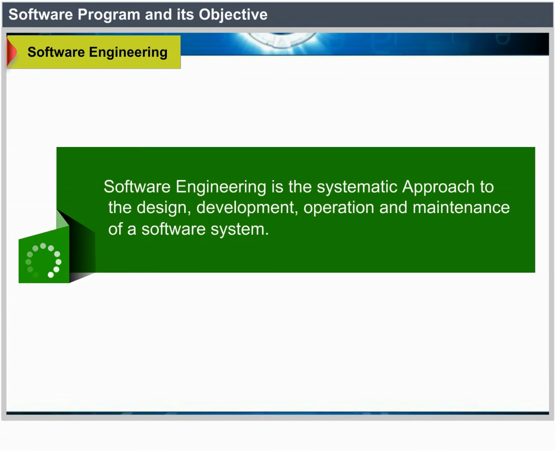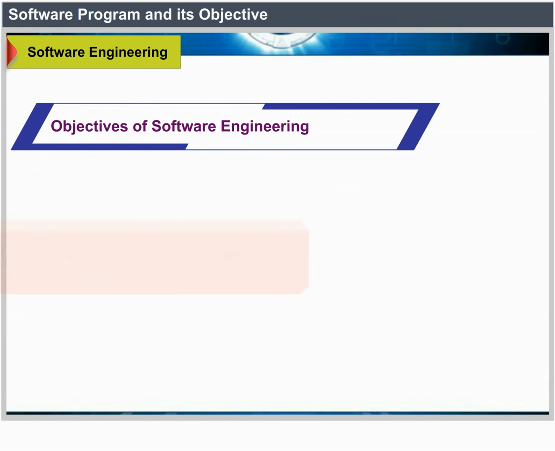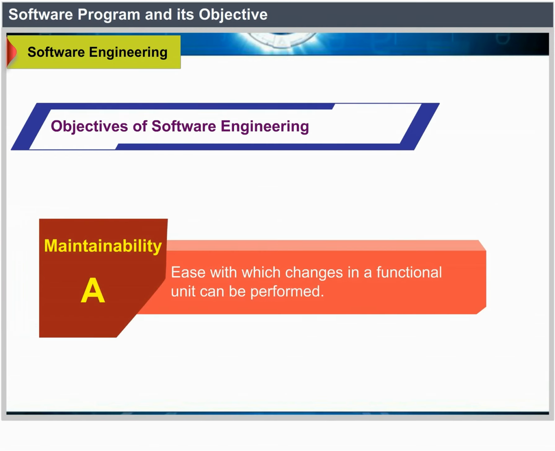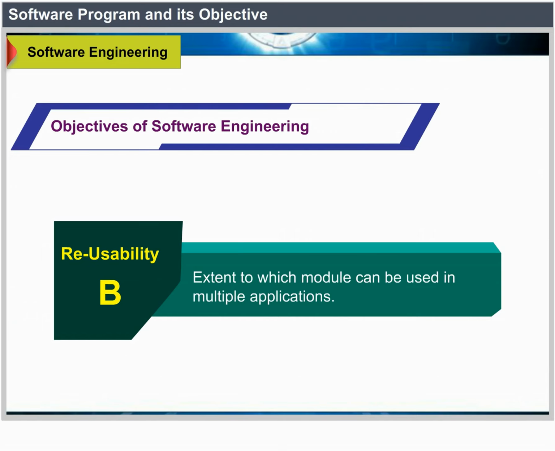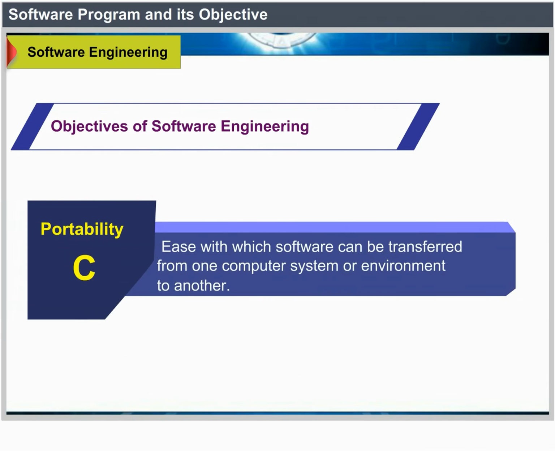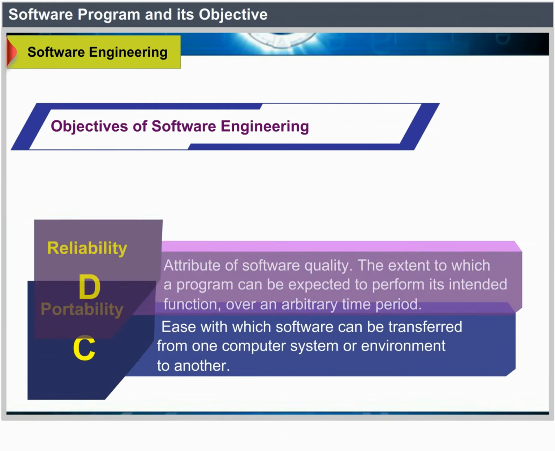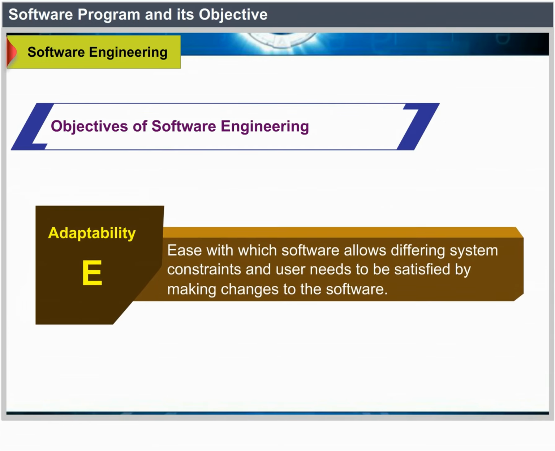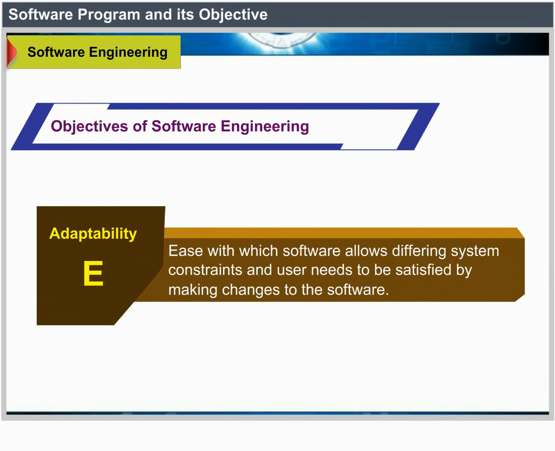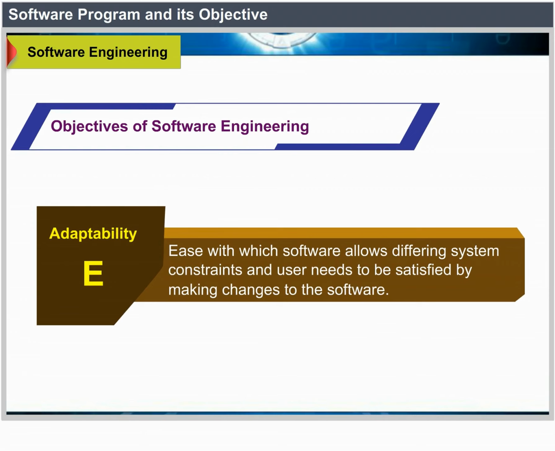Objectives of software engineering. Maintainability, the ease with which changes in a functional unit can be performed. Reusability, the extent to which a module can be used in multiple applications. Portability, the ease with which software can be transferred from one computer system or environment to another. Reliability, an attribute of software quality, the extent to which a program can be expected to perform its intended function over an arbitrary time period. Adaptability, the ease with which software allows differing system constraints and user needs to be satisfied by making changes to the software.